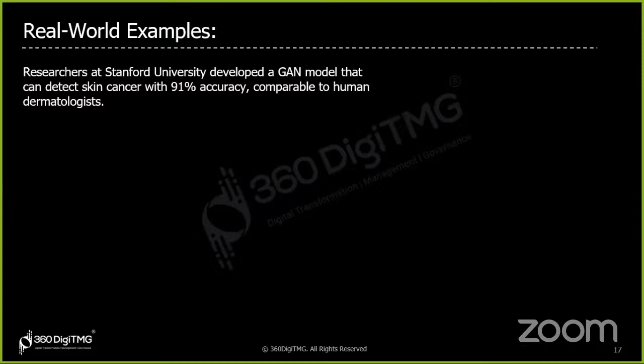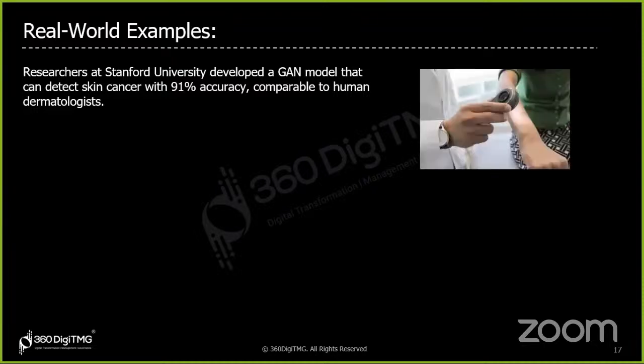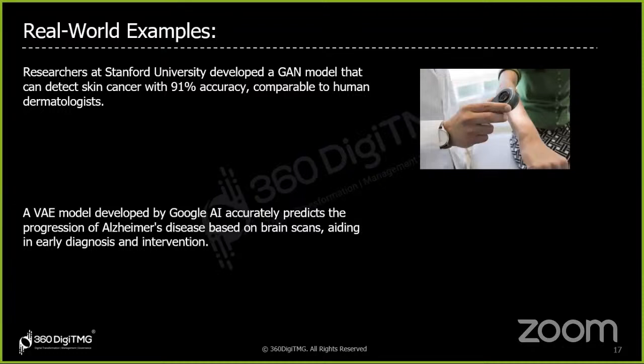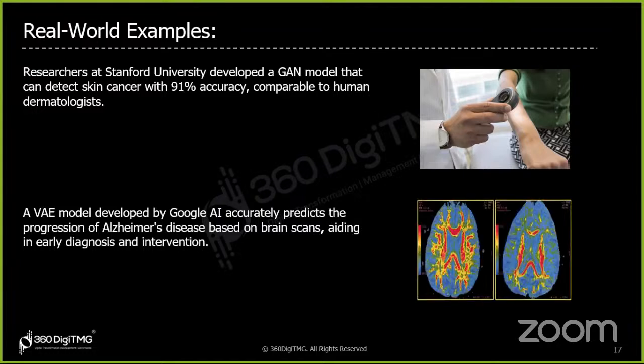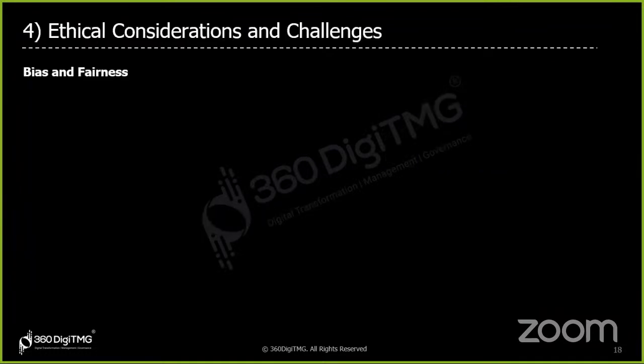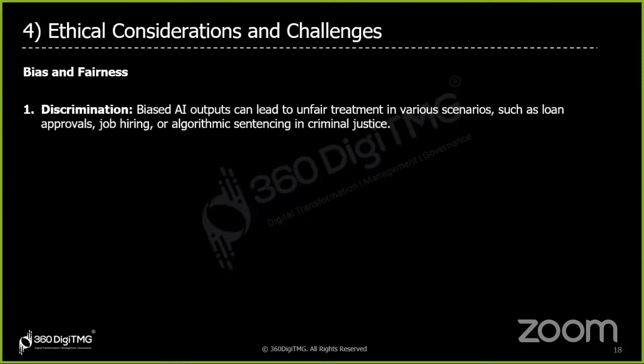Researchers at Stanford University have developed a generative adversarial network model which can detect skin cancer with 91% accuracy, comparable to human dermatologists. Almost like a human dermatologist, it is going to detect whether you have skin cancer or not. And a VAE, variational autoencoder model, developed by Google AI, accurately predicts the progression of Alzheimer's disease based on brain scans, aiding in early diagnosis and intervention. Because Alzheimer's is a pretty painful disease to live with, I think prediction is going to really help out, right? Prevention is always better than cure.